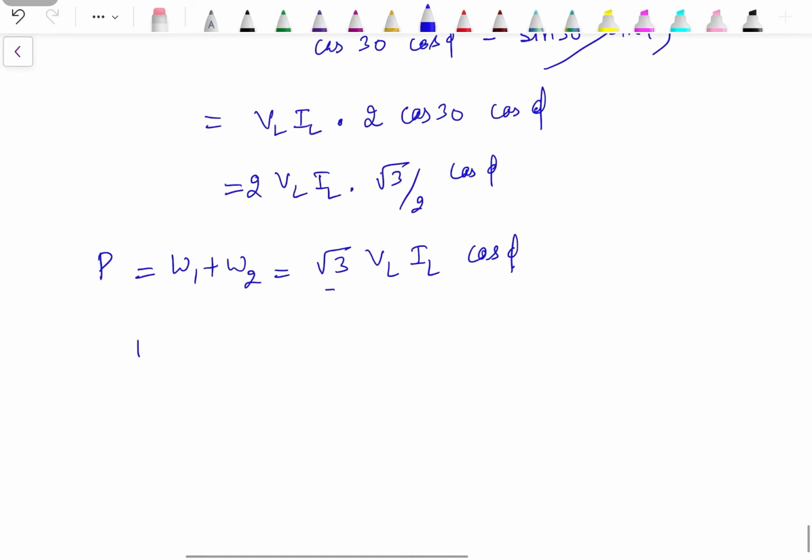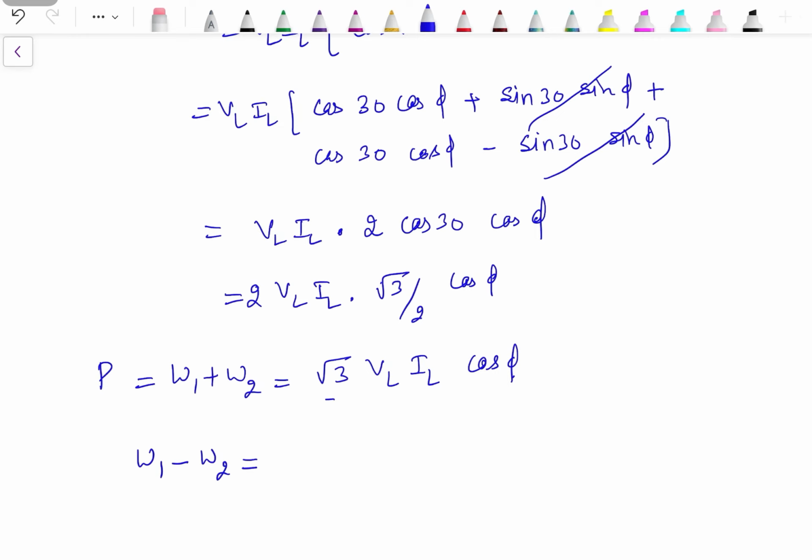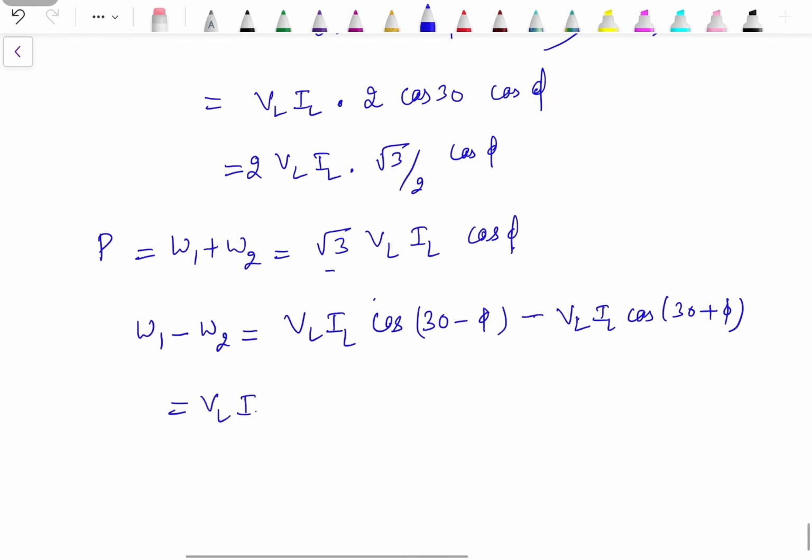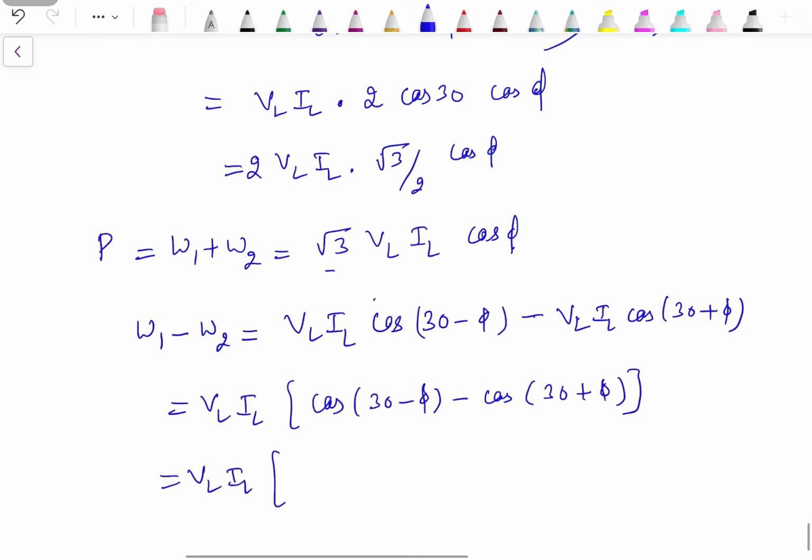Now, if we subtract W2 from W1, so W1 minus W2 is VL IL cos(30 minus 5) minus VL IL cos(30 plus 5). Again, VL IL is common. Cos(30 minus 5) minus cos(30 plus 5). VL IL, cos(A minus B), again same formula.